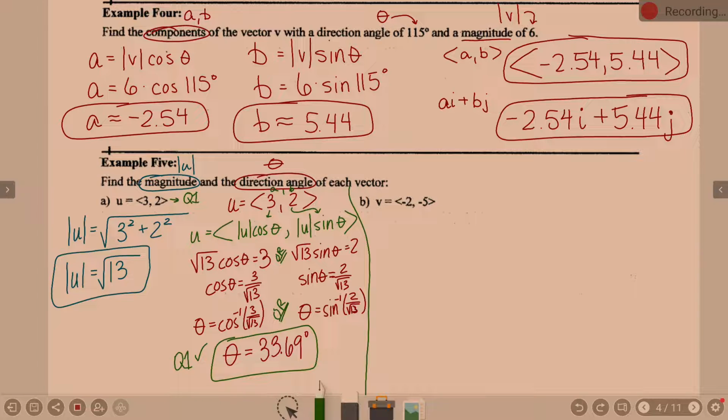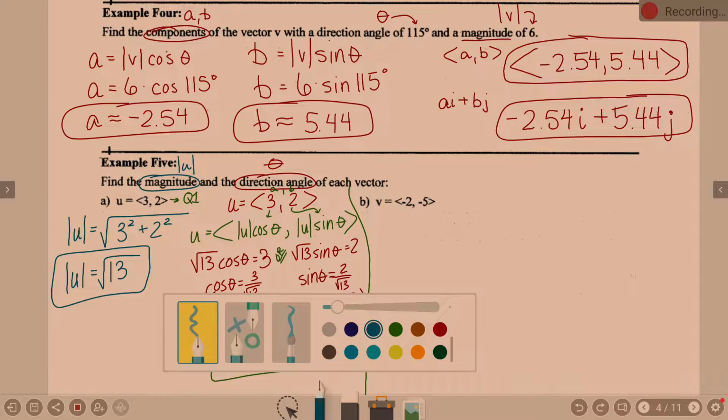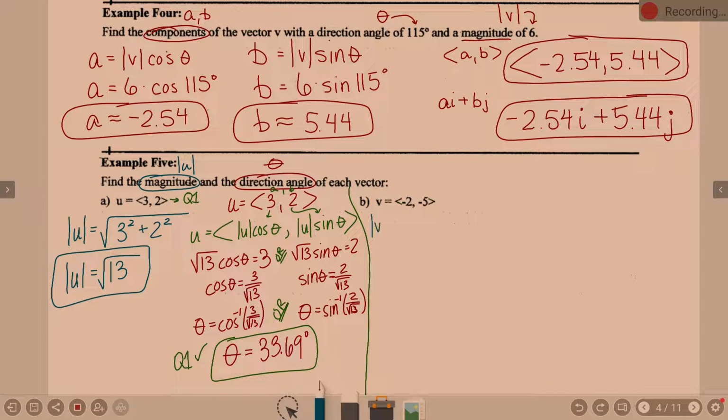Okay, let's look at v. V is the vector -2, -5. We need magnitude and direction angle. How do I find my magnitude? Absolute value. So we're going to be doing the absolute value of v. So the square root of -2 squared plus -5 squared. -2 squared is 4. -5 squared is 25. 4 and 25 is going to make this square root of 29.